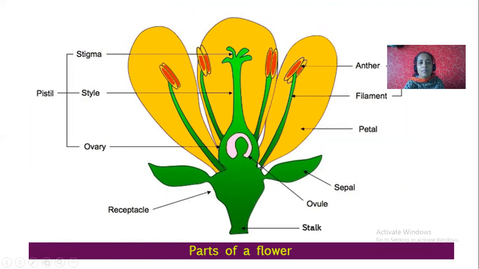Actually, a singular form is stamen. See, this is one of the stamen, second stamen, third stamen, fourth stamen. All stamens together are called androecium. Then what is gynoecium? Gynoecium, exactly at the center you see.